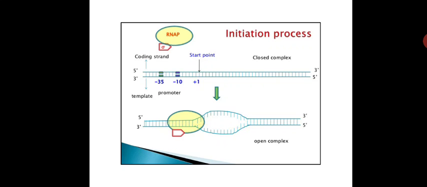After that, when there is a binding of RNA polymerase to the promoter sequence, you know that the sigma factor is going to recognize the promoter sequence, then it will influence the binding of RNA polymerase to this sequence. After that, there is a beta prime subunit which is present in the core enzyme of RNA polymerase that carries out the process of unwinding of DNA. So unwinding of DNA you can see here, and it is also known as open complex.